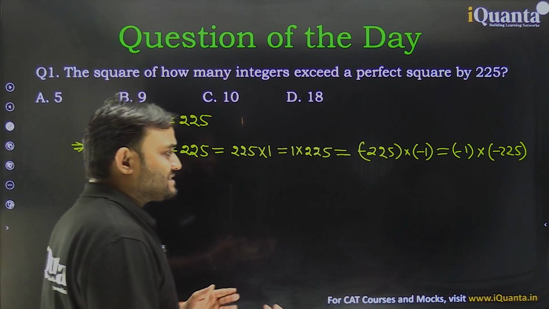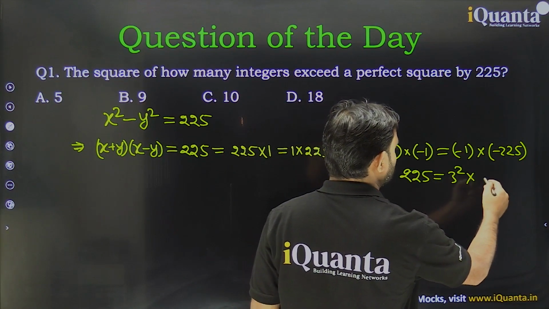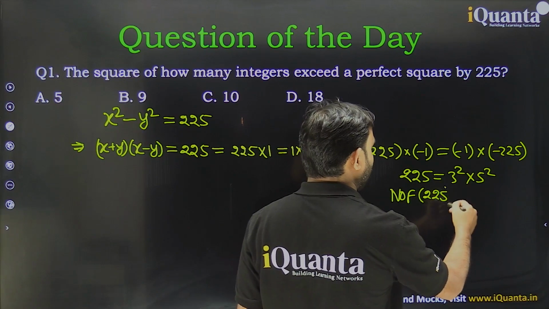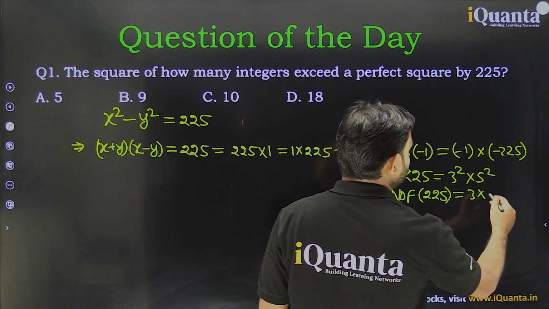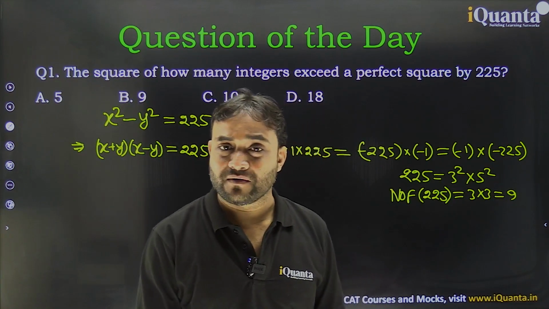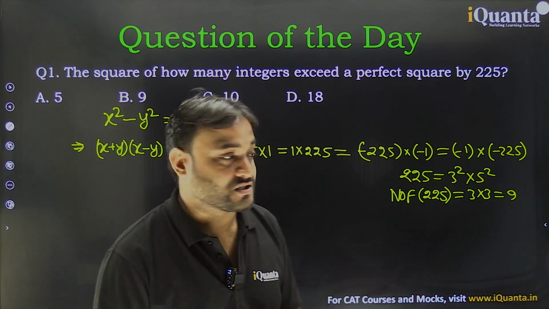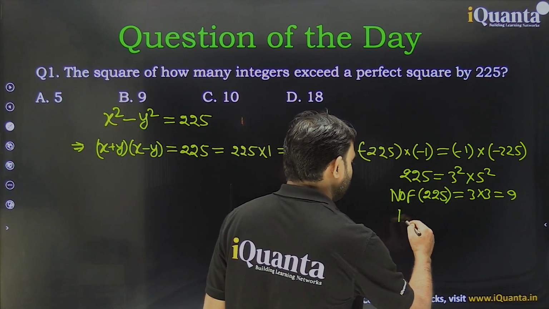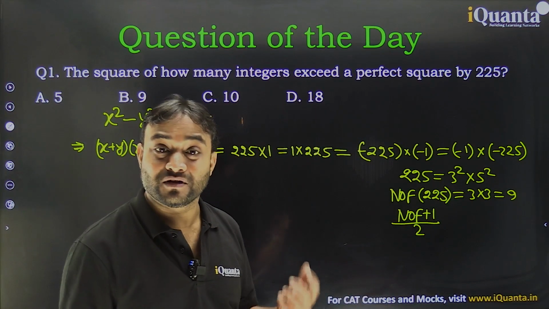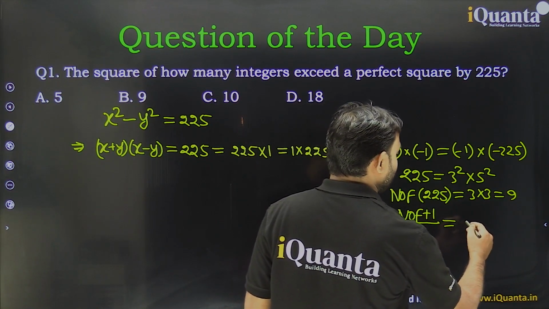Now can we generalize this? Yes, we can definitely generalize this. The prime factorization of 225 is 3 square into 5 square. That means the number of factors of 225 will be equal to 3 into 3, which is equal to 9. There are 9 different factors for 225. In how many ways can we write 225 as a product of two integers? If you can remember this, if a number is a perfect square, the number of ways of writing that number as a product of two of its factors will be (number of factors plus 1) by 2, which is equal to 5.